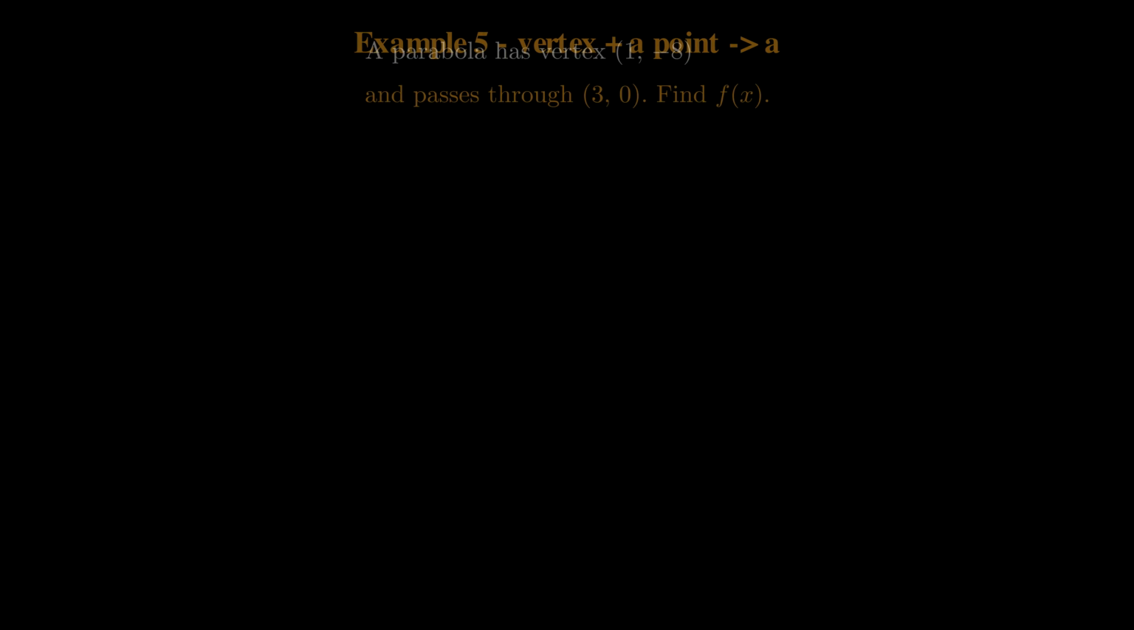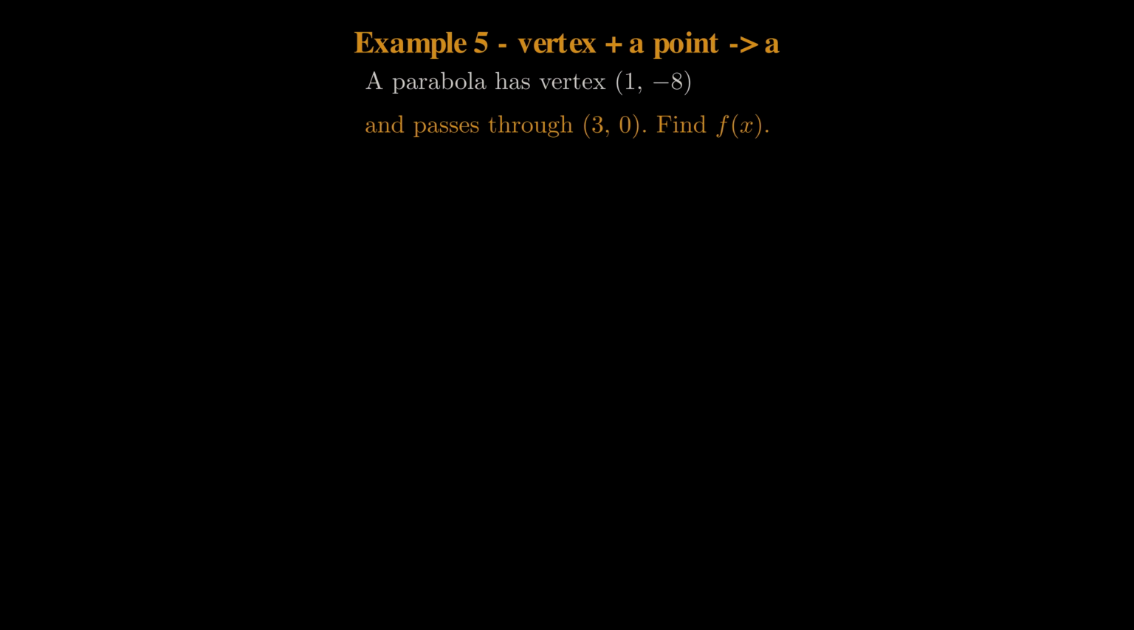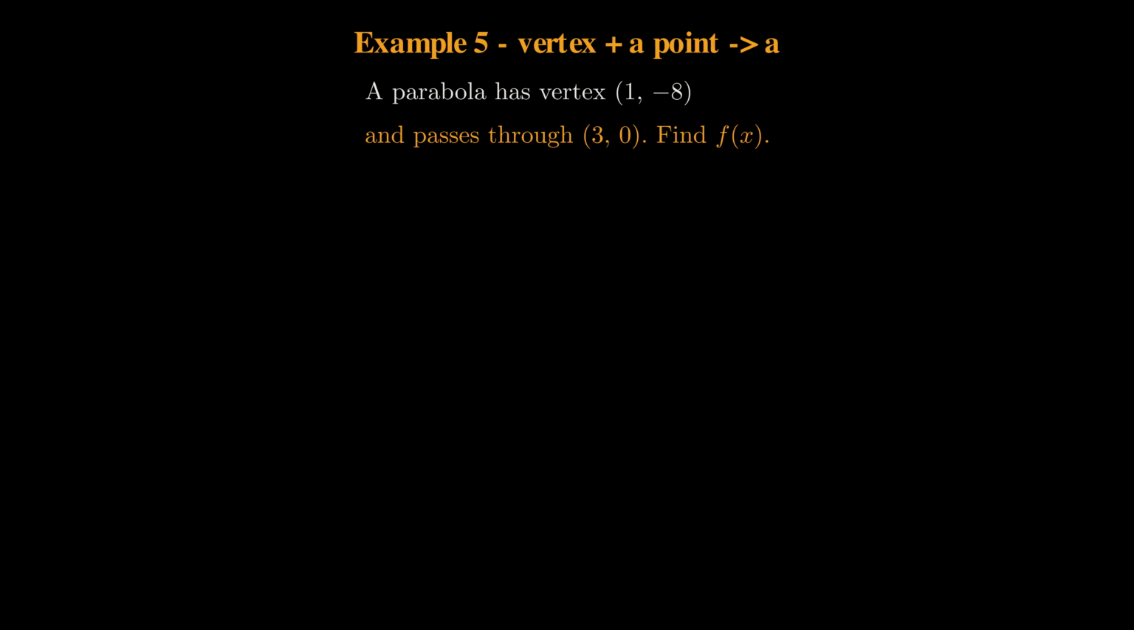Example 5 is the mirror image. They hand you the vertex instead of the roots. A parabola has vertex (1, minus 8) and passes through (3, 0). Find f of x. The word vertex points straight at vertex form. Vertex (1, minus 8) means h is 1, and k is minus 8. So f of x is a times (x minus 1) all squared, minus 8, with a still unknown.